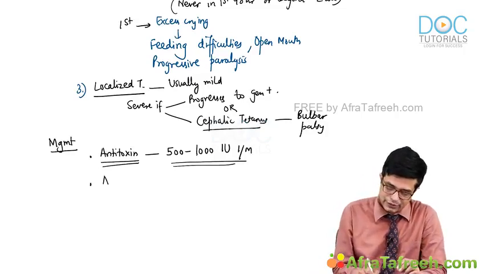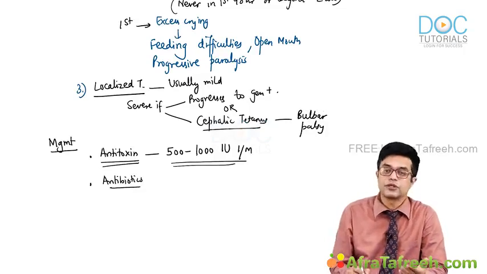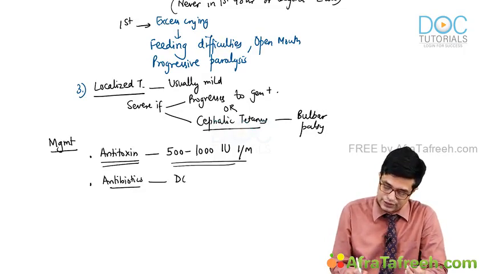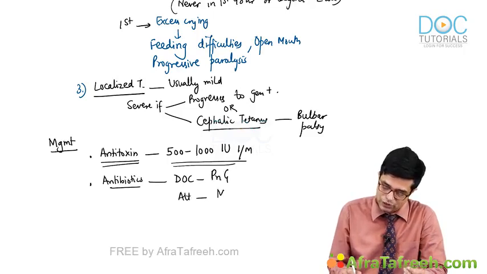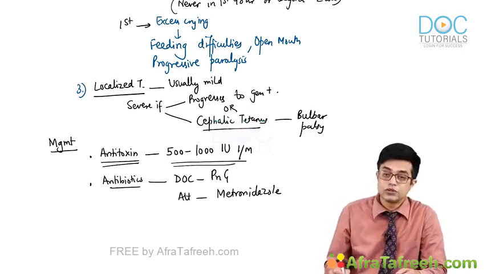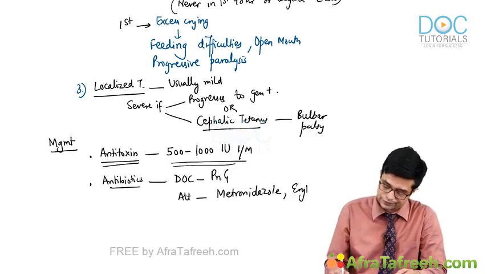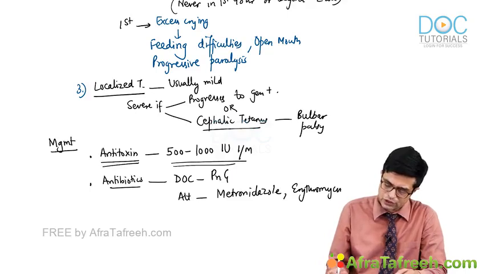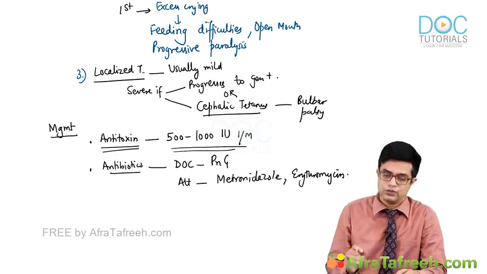Second, you need to give antibiotics to stop the proliferation of the bacteria, so that toxin production does not happen. The drug of choice in these patients is penicillin G. Alternatives include metronidazole because it is an anaerobic infection, and you can also use erythromycin. Some sources recommend tetracycline also, but that is no longer clinically useful.